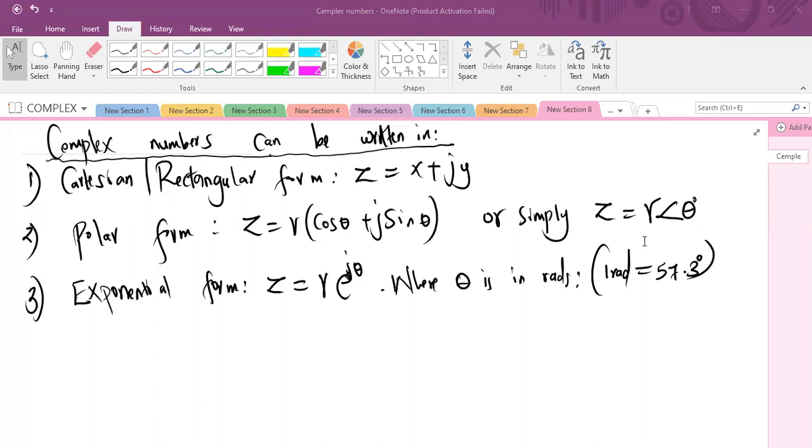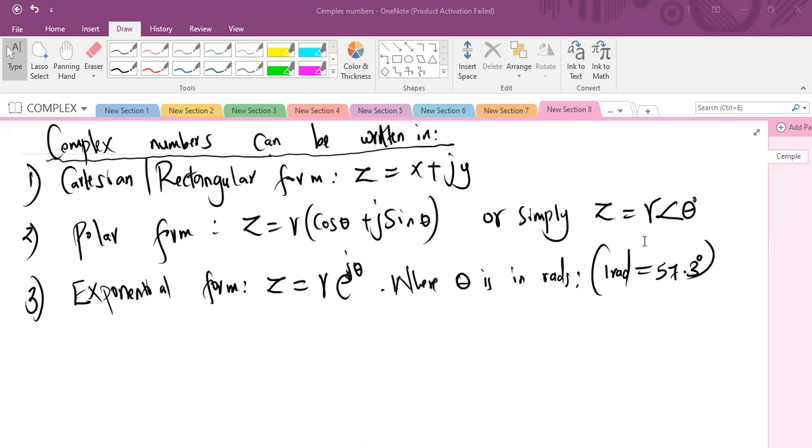Complex numbers can be written in either Cartesian form, polar form, or exponential form. In Cartesian or rectangular form, this is how it's represented: z is equal to x plus jy, where x represents the real part and the other part is the imaginary part. In polar form, it is written as r cos theta plus j sin theta, or simply as z is equal to r with the angle theta degrees.